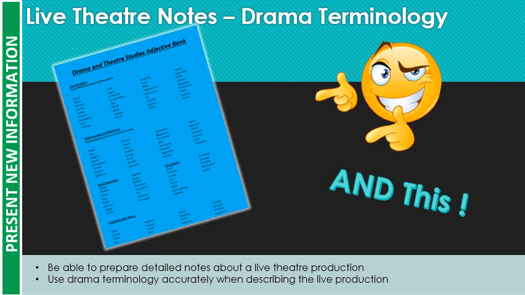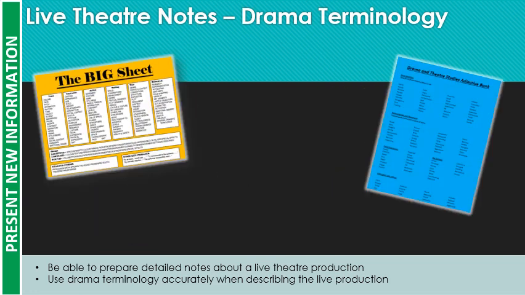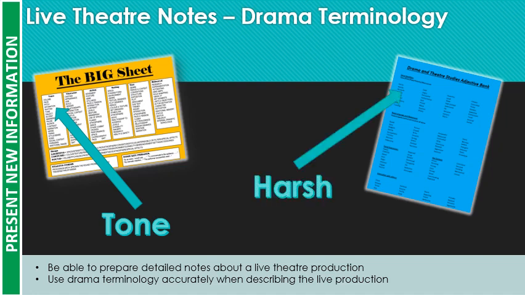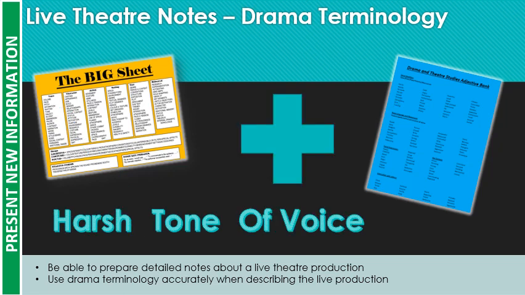So how do you use these 2 sheets? Well, you need to take 1 word from the big sheet. For example, I've taken a vocal word, which is tone. Then you need to take 1 word from the adjective bank, which I've taken harsh. Both of these together would be a harsh tone of voice.